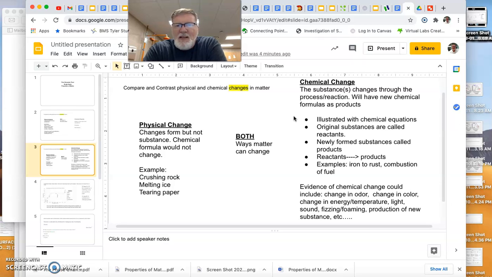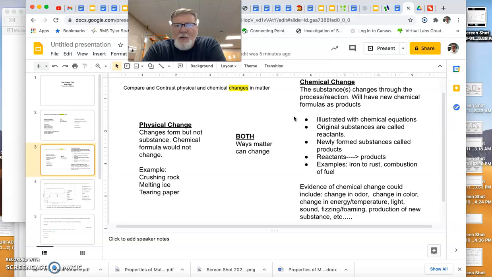And examples would be a piece of iron that rusts. The rust is iron oxide. And so the oxygen in the air reacts with the iron to create iron oxide. And then combustion of fuel, anything burning, you're going to have totally new substances. And so most fuels, when they combust, produce carbon dioxide, carbon monoxide, and then you have ash and so forth. So you have lots of new substances being produced when things burn.